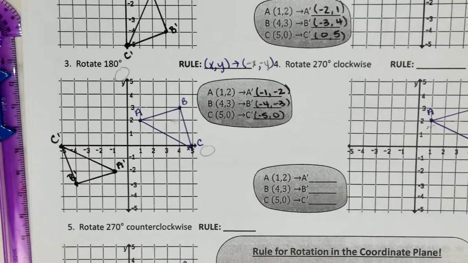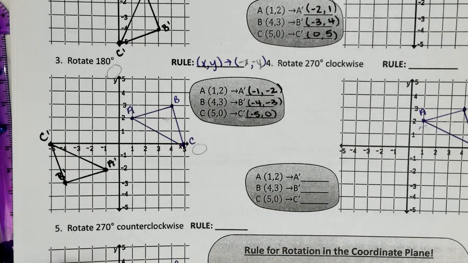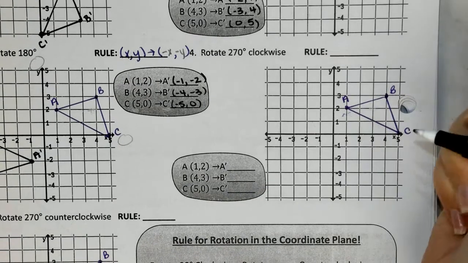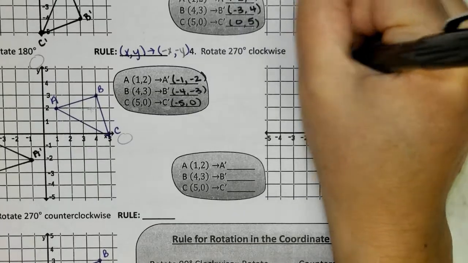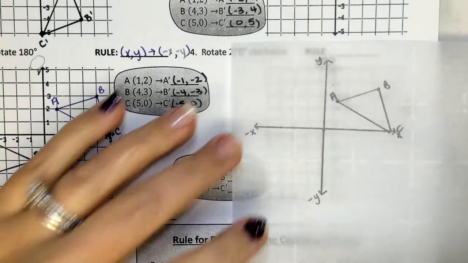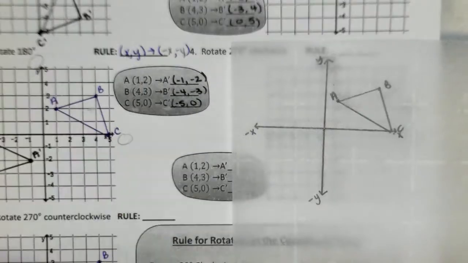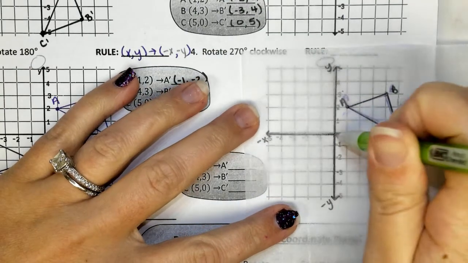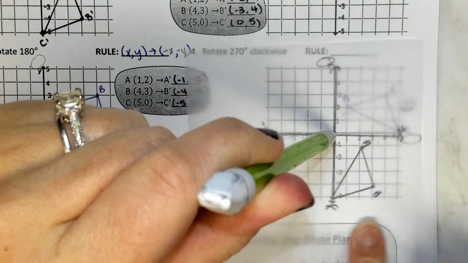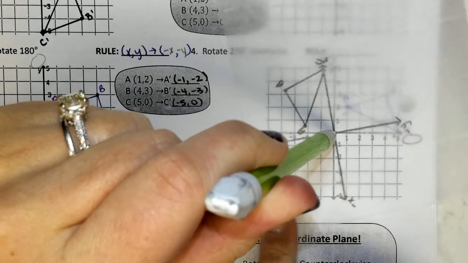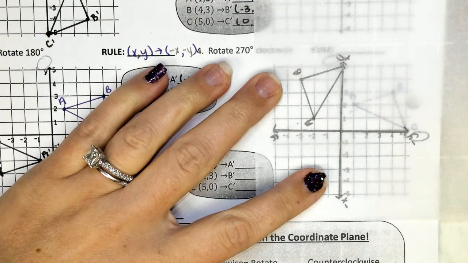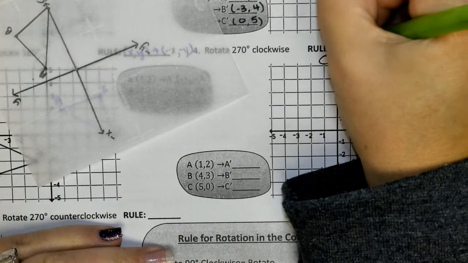Now rotating 270 degrees clockwise is going to be 3/4 of a turn clockwise. So let's come up with a rule. What's going to be here? What's going to be here? So if we rotate 3/4, so 1, 2, 3/4, we have negative y in place of x, and up here we'll have x. So negative y comma x.